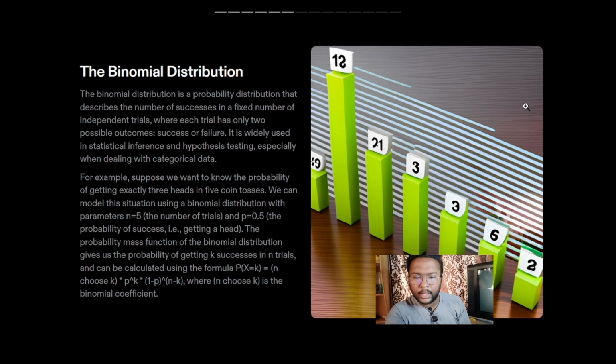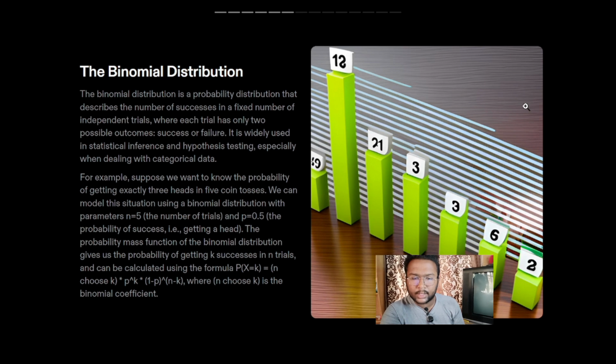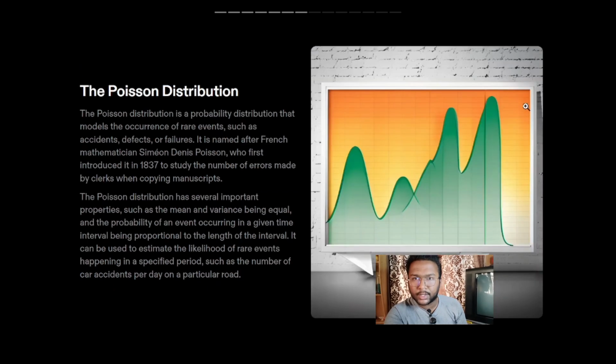5 coin tosses. We can model this situation using binomial distribution with parameters n equals 5 and p equals 0.5. The probability mass function of the binomial distribution gives us the probability of getting k successes in n trials and can be calculated using the formula P(X = k) = (n choose k) times p to the power k times (1 minus p) to the power of (n minus k), where (n choose k) is the binomial coefficient.